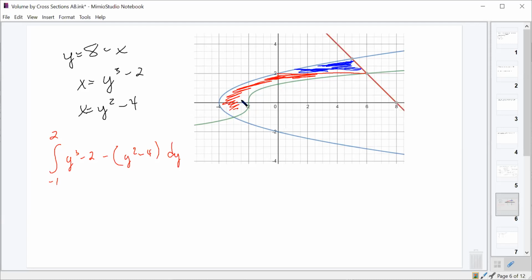And so then for the blue one, it's going to be an integral from 2 to 3 of the rightmost function, which is now this one, x equals 8 minus y, and then minus the parabolic function, which is minus the y squared minus 4. Everybody good with that?